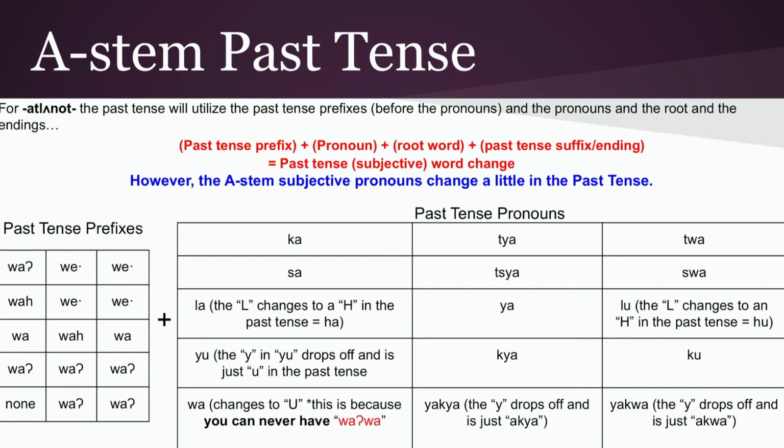Okay, let's go to the third column. Dwa, swa, lu, gu, yagwa. Dwa and swa do not change. Lu, the L is going to change to an H there in the past tense. Gu does not change. Yagwa, the Y drops off and it becomes ugwa. Okay, let's move on to the meanings.